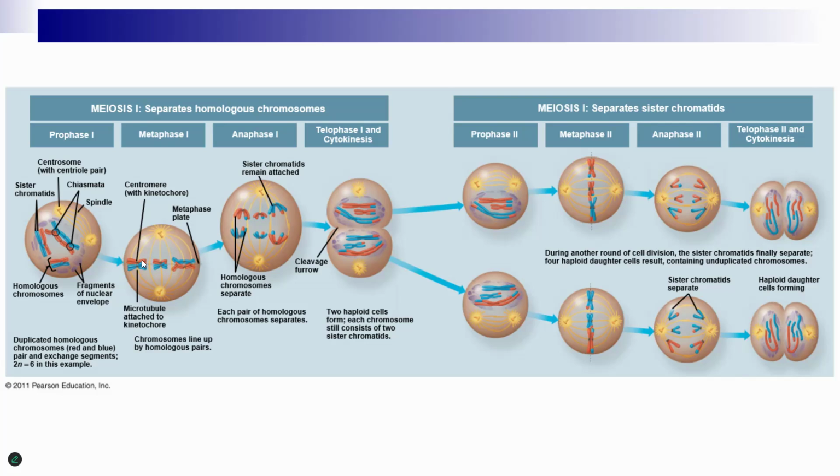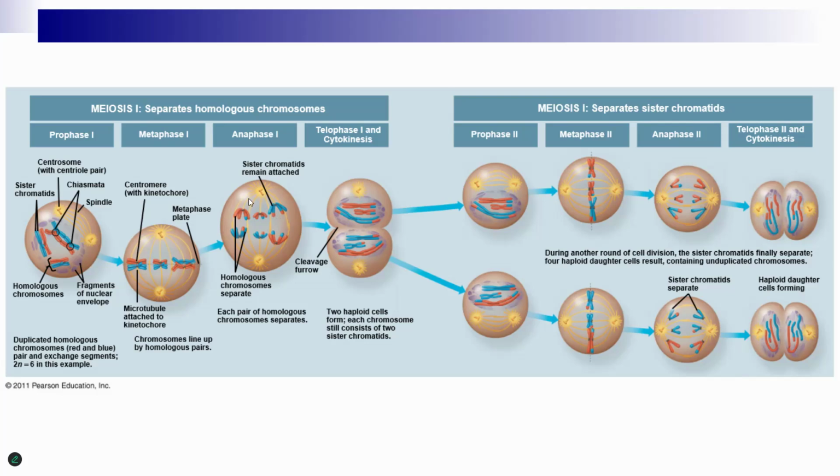So you're mixing up the orientation and the arrangement of how they separate, which is one reason why we get such differences in our gametes every single time. So we've got crossing over, which I'll talk about in a minute, happening in prophase 1. We've got independent assortment in metaphase 1, where they're lining up. And then in anaphase 1, you've got the homologous chromosomes separating.